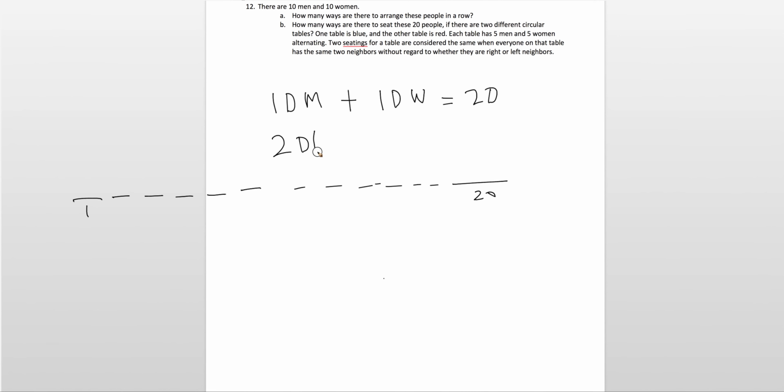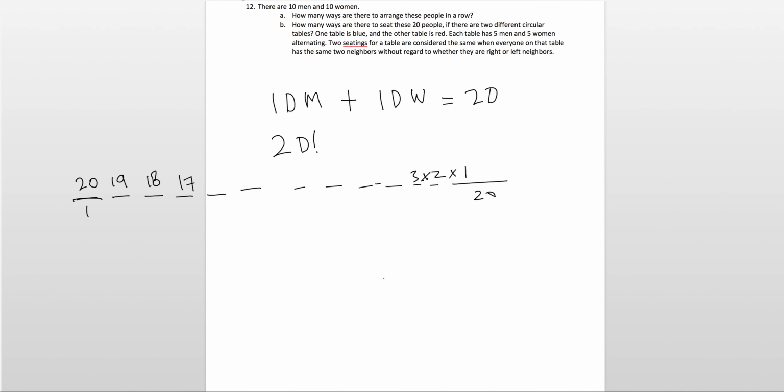Now, how do we get 20 factorial? For the first position, there are 20 possible people to occupy that position. It could be any of the 10 men or any of the 10 women. The second position is 19, and then 18, and then 17, and so on, all the way to 3, 2, 1. Because we're going to fill up all the positions, it's multiplication, and so in total we have 20 factorial. This is for part A.